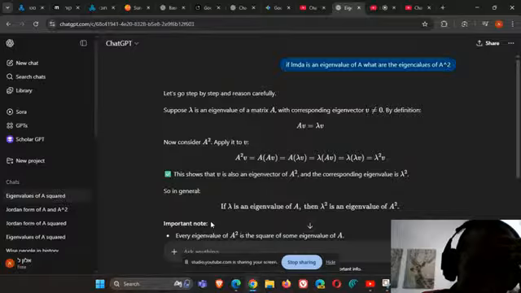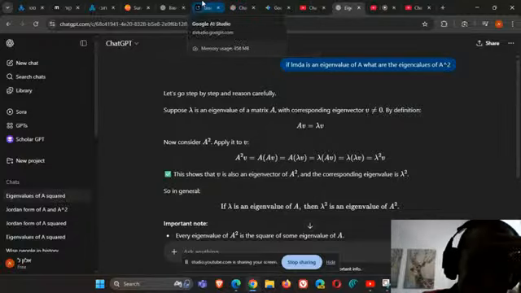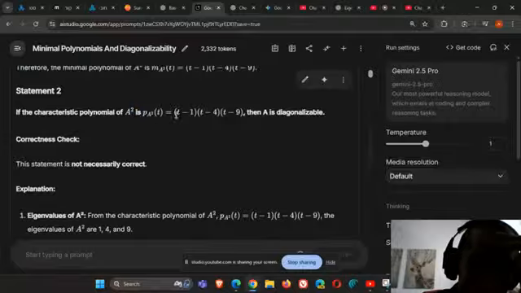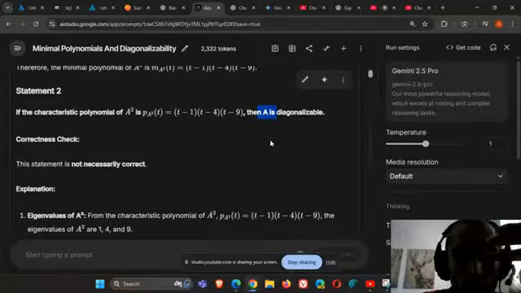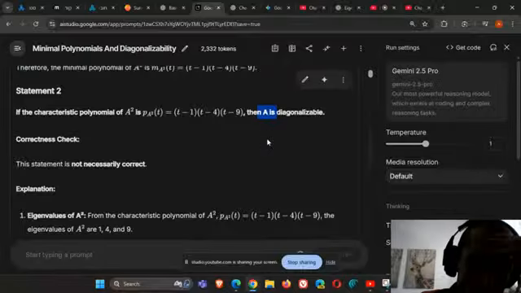Now, if there is any mistake, please tell me. I will show you that this is true. Every eigenvalue of A squared came from an eigenvalue of A, and therefore, because we have 3 different eigenvalues for A squared, because this is the characteristic polynomial, it must be that A has 3 different eigenvalues, and therefore A is diagonalizable.